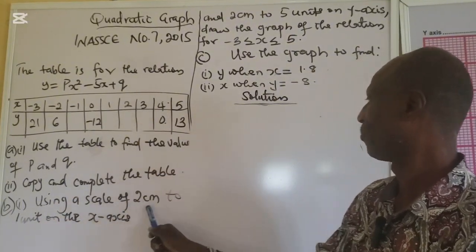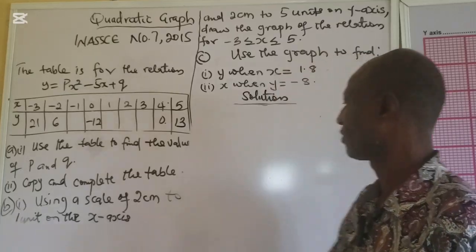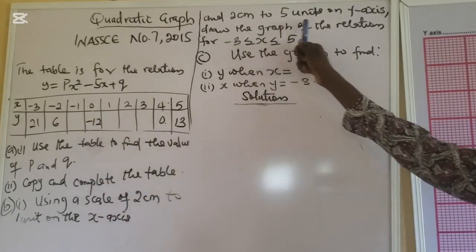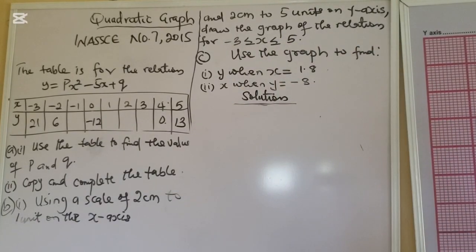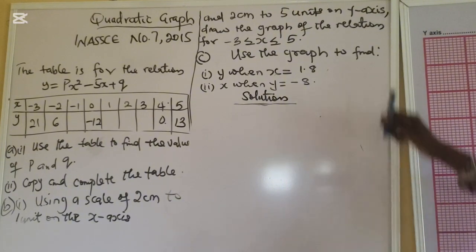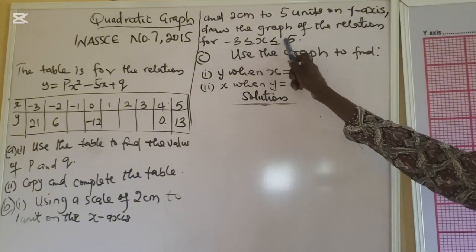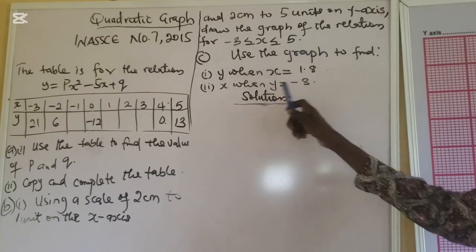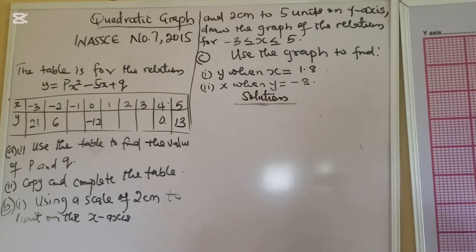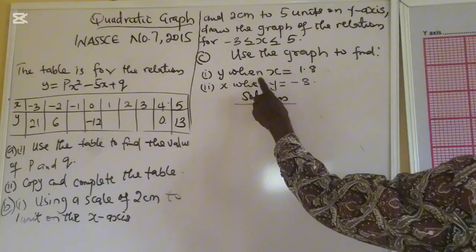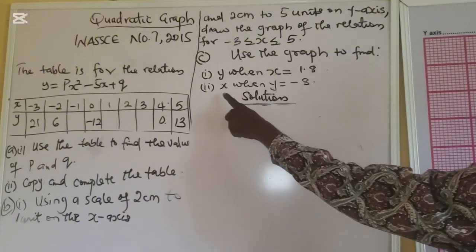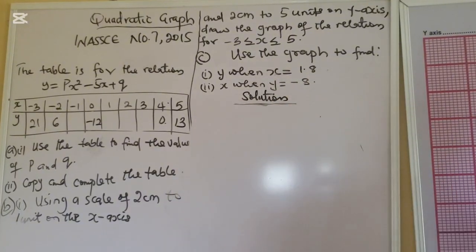Then use a scale of 2 cm to 1 unit on the x-axis and 2 cm to 5 units on the y-axis. Draw the graph for the relation minus 3 is less than or equal to x, less than or equal to 5. Then use your graph to find y when x is 1.8 and to find x when y is minus 8.